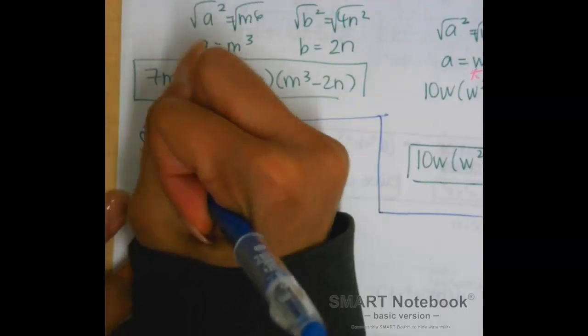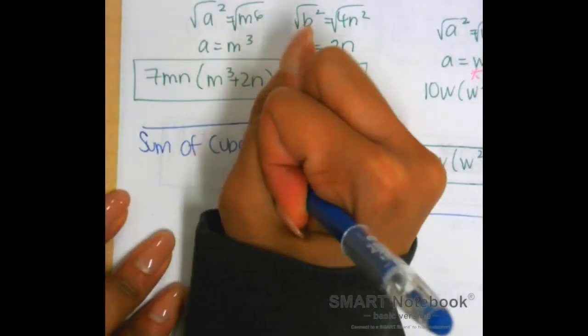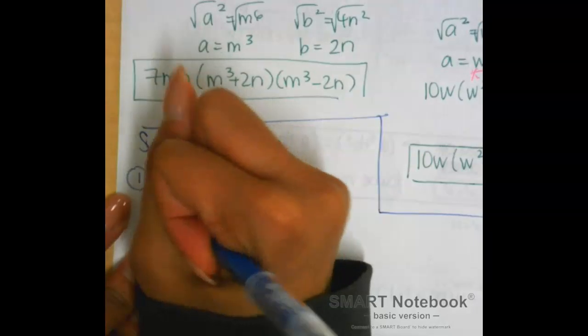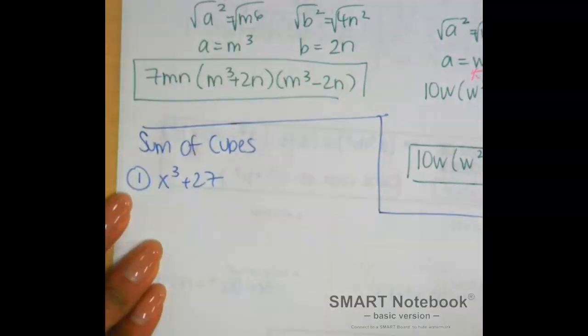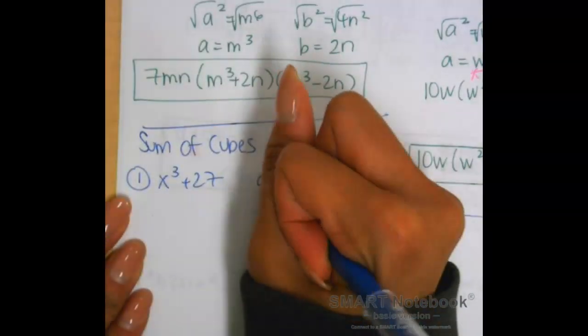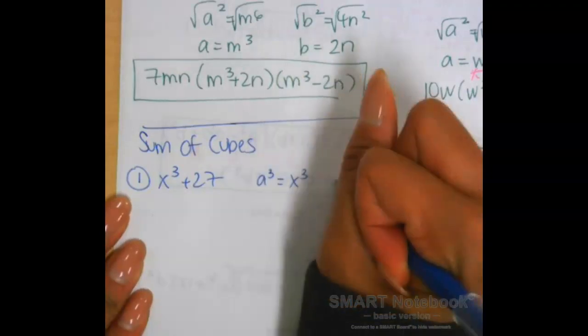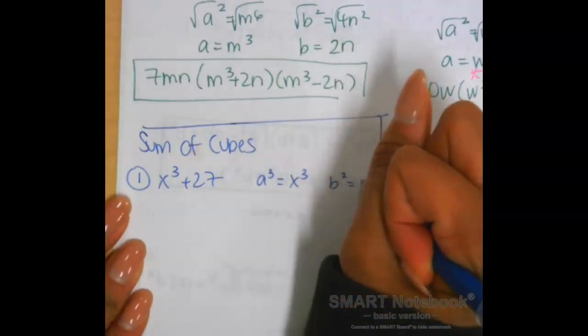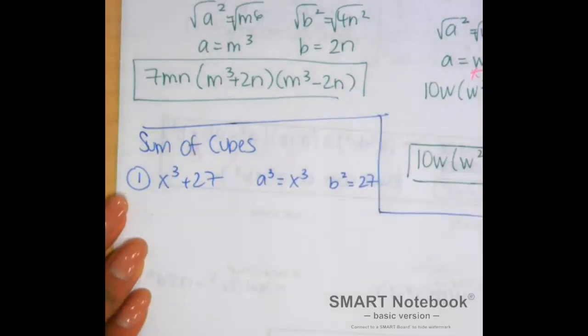This is for sum of cubes. And for the first question, this is x cubed plus 27. Okay, so first things first, I need to take the cube root of a, and then I'll need to take the cube root of b, which is 27.